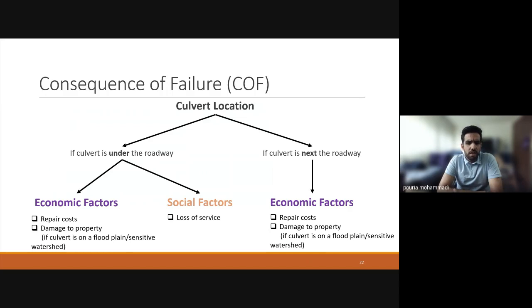Social factors include the loss of service cost, which is mostly the user delay cost. Similarly, we can estimate the user delay cost using the annual average daily traffic of the crossing road. I'm not going to describe the equation in this presentation, but it's available in our project. And we categorize the culverts after that based on their location, either under the roadway or next to the roadway, which determines the risk to the road users.